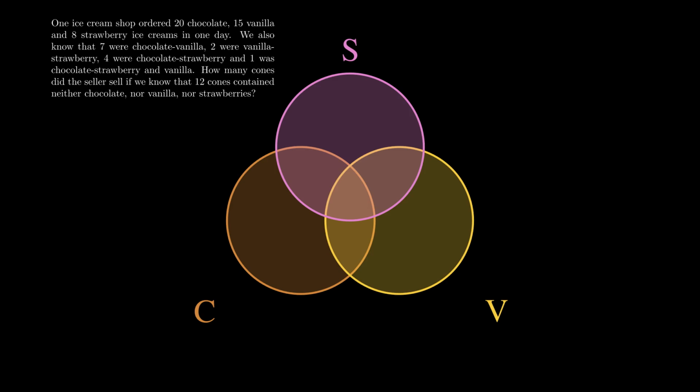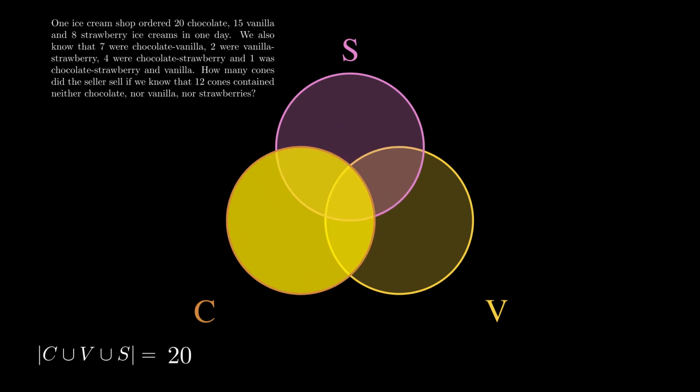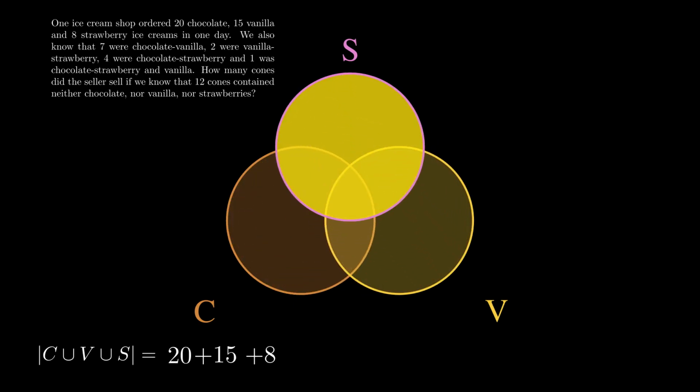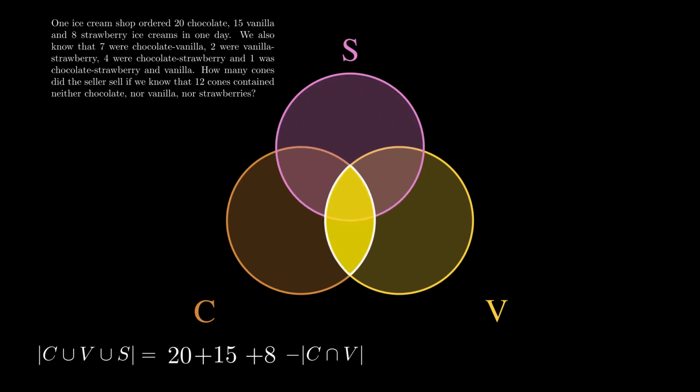Since there are mixed ice cream variations, there will be intersections between the sets. Our objective is to determine what the total number of elements is in the union of the chocolate, vanilla, and strawberry sets. We know that 20 scoops are chocolate, 15 vanilla and 8 strawberry ice cream scoops were sold. In the chocolate-vanilla intersection, there are 7 elements. In the chocolate-strawberry intersection, there are 4 elements. In the strawberry-vanilla intersection, there are 2 elements. And in the common intersection of all 3 sets, there is 1 element.